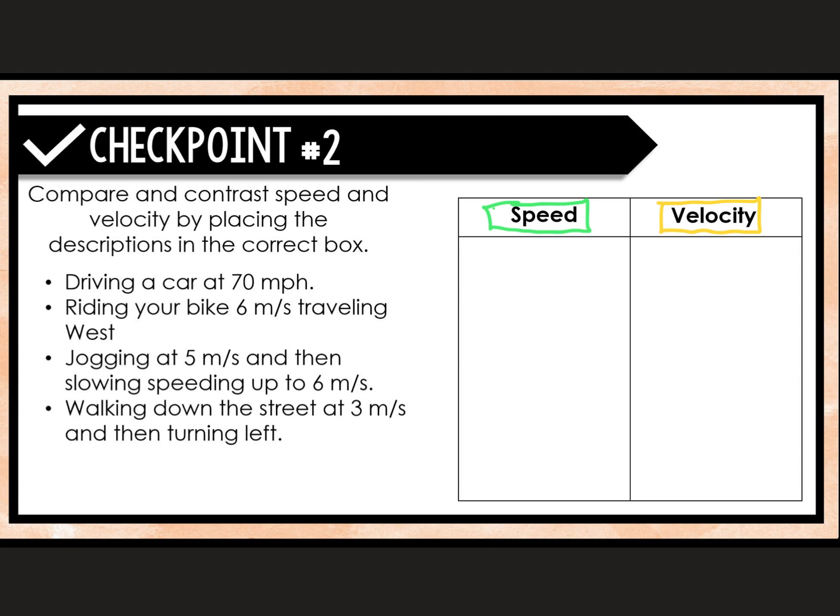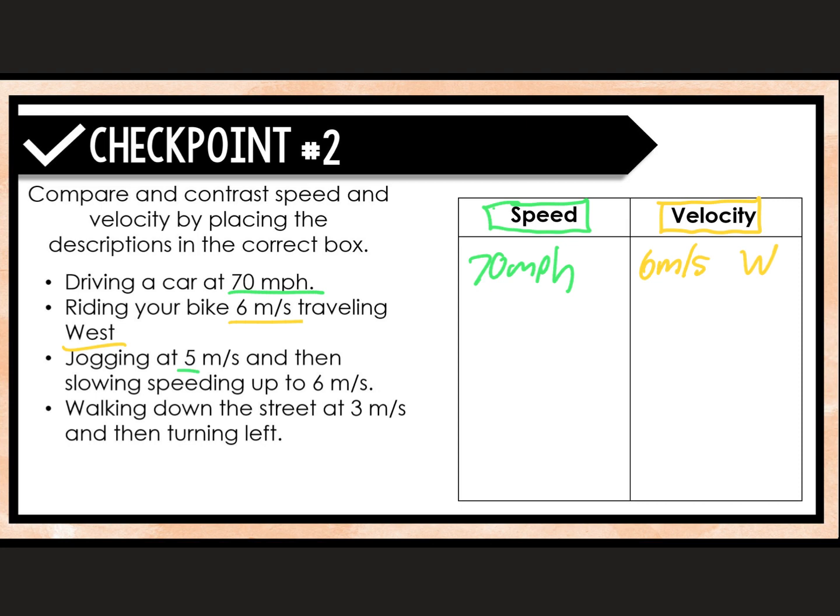Let's consider our checkpoint question. Compare and contrast speed and velocity by placing the descriptions in the correct box. Well, driving a car at 70 miles per hour has speed but no direction, so it is speed. Riding your bike 6 meters per second traveling west has both a speed of 6 meters per second and a direction, west, so that is an example of velocity.